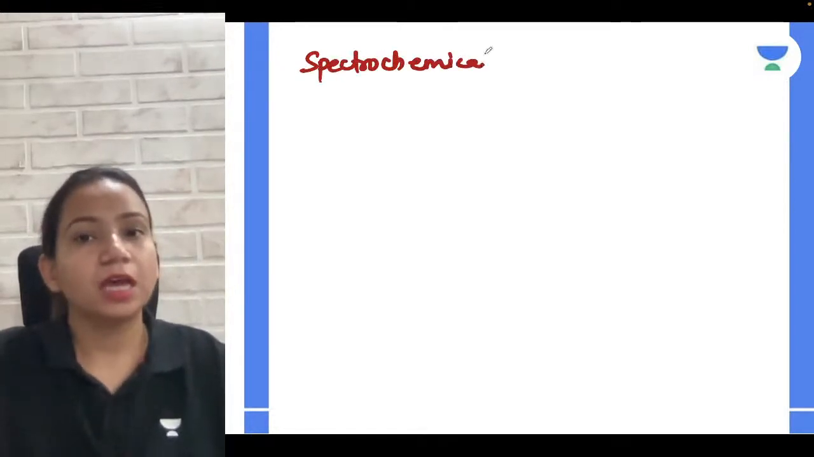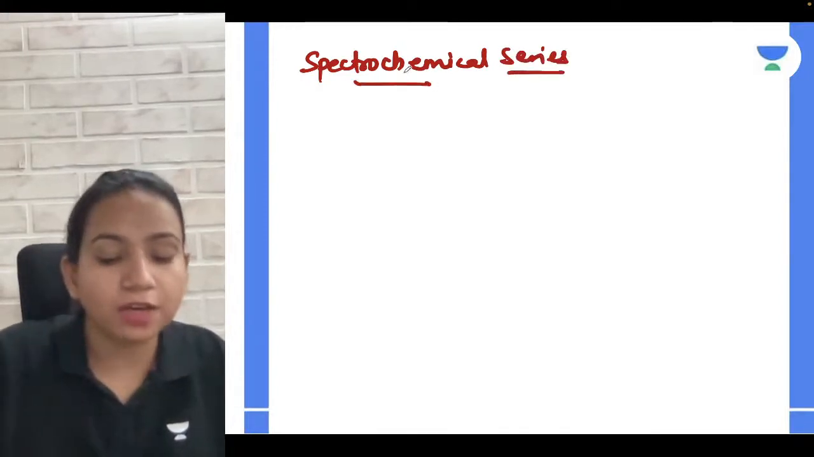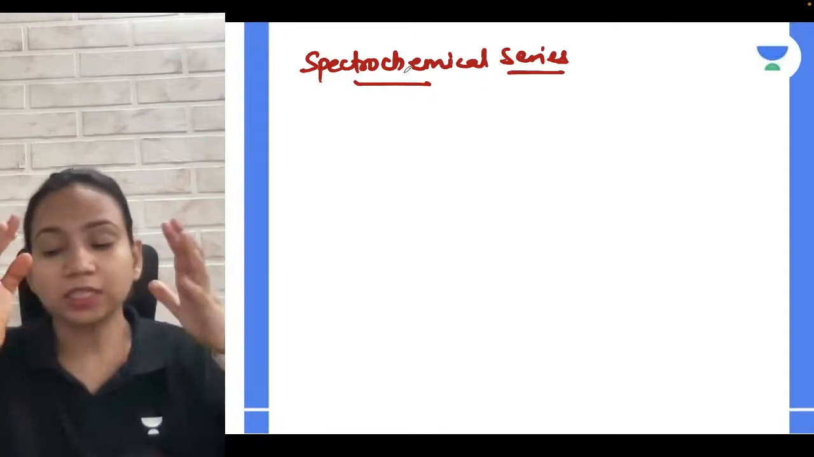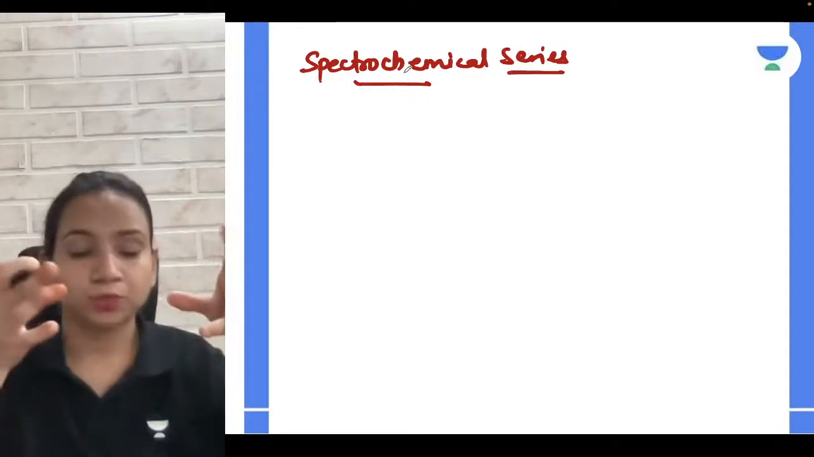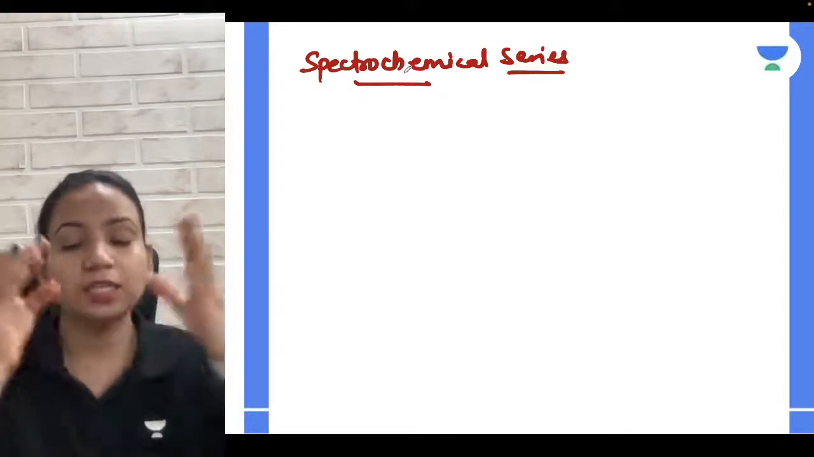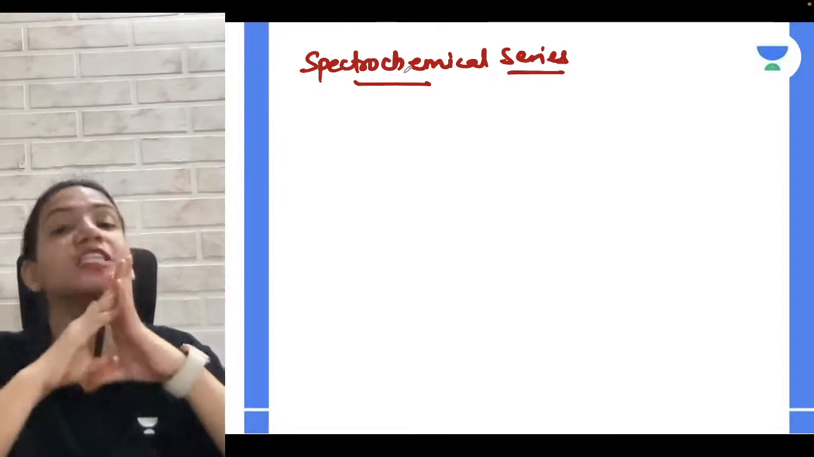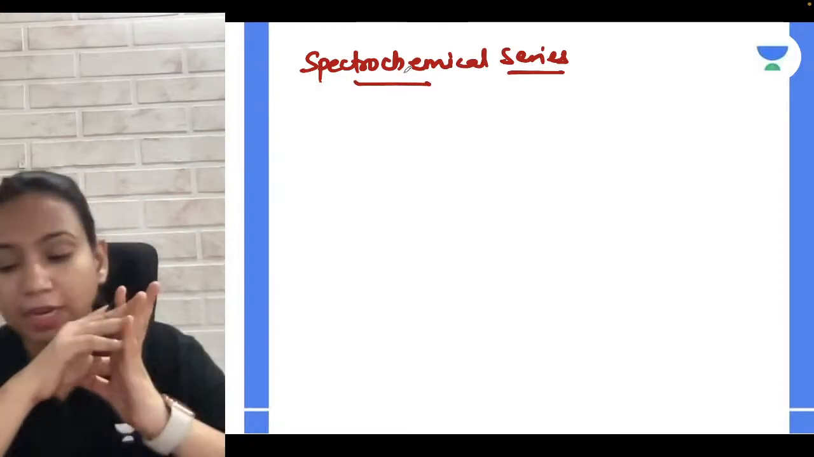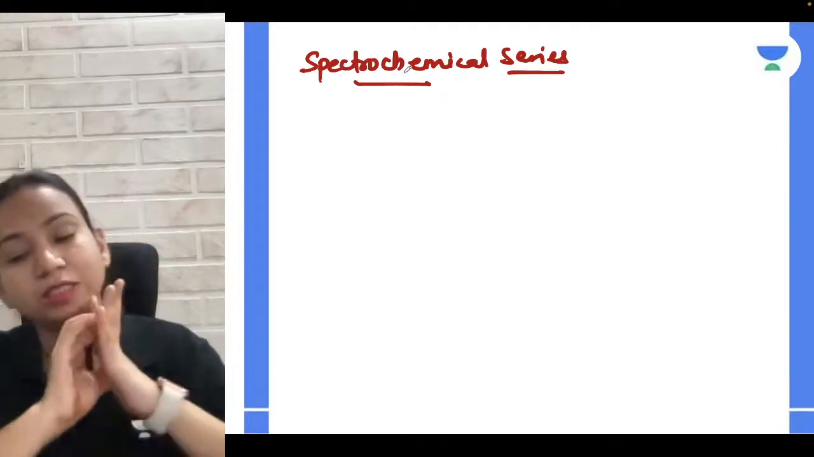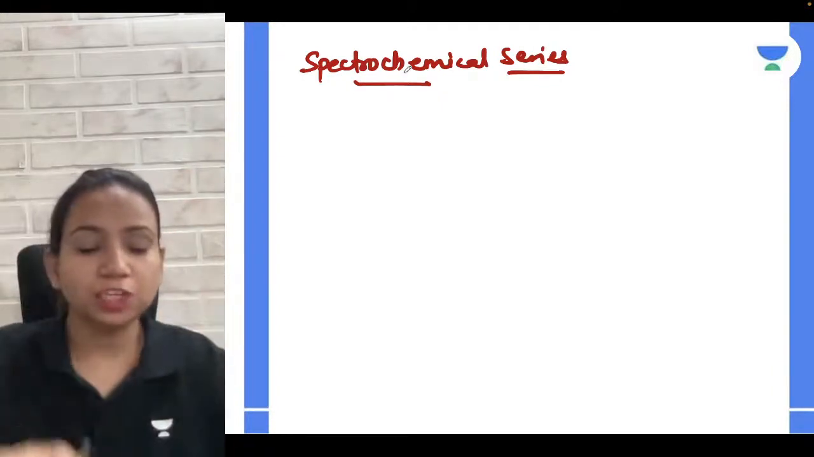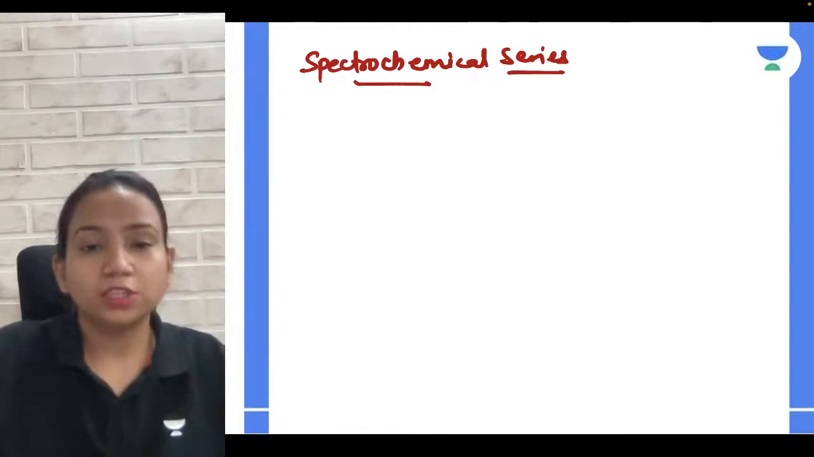So what is the spectrochemical series? It is an arrangement of ligands in the increasing order of their field strength, and that you call the spectrochemical series. It's very simple. It's an arrangement in which we have added the ligands in the increasing order of strength.